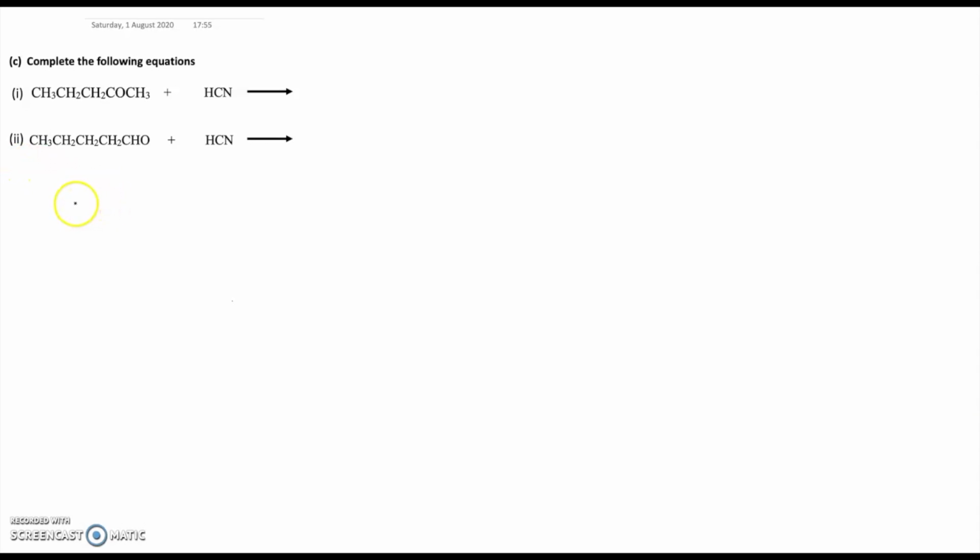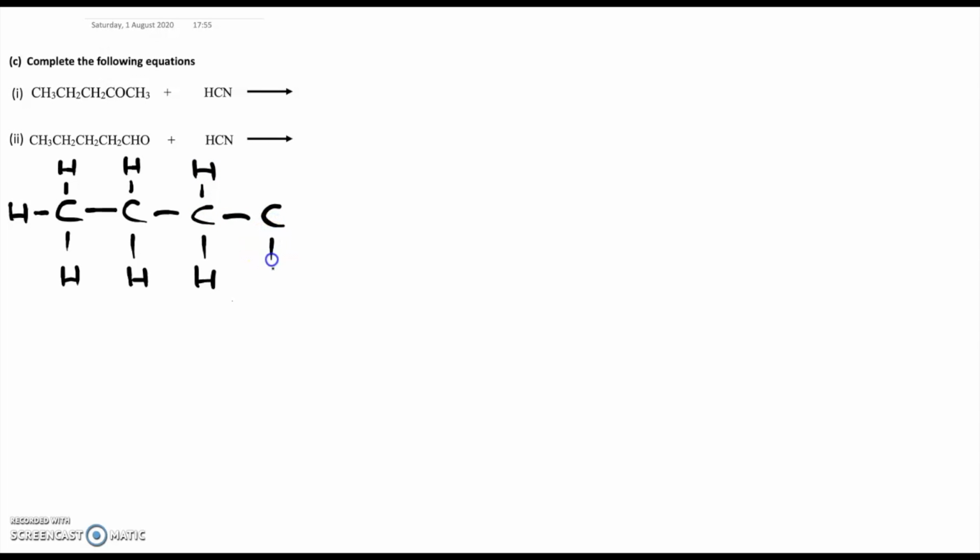So now let's have a go at question C part 2. The compound that's being reacted with HCN here is an aldehyde, and it's got 1, 2, 3, 4, 5 carbons in. So the aldehyde is going to be pentanal. Pentanal has a CH3 attached to a CH2, attached to a CH2, attached to another CH2, which is attached to a C double bond O and a H. So pentanal is a 5-carbon aldehyde.